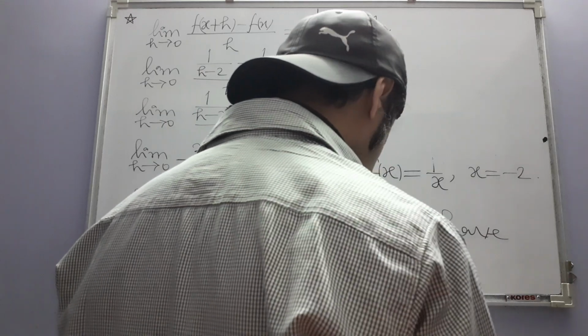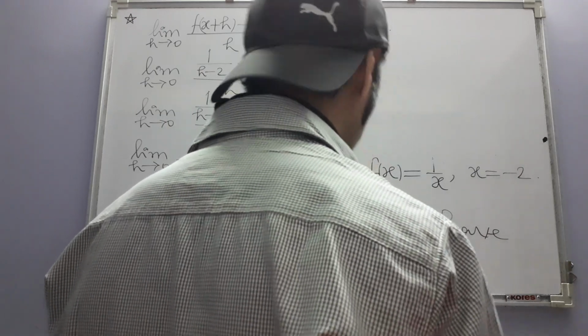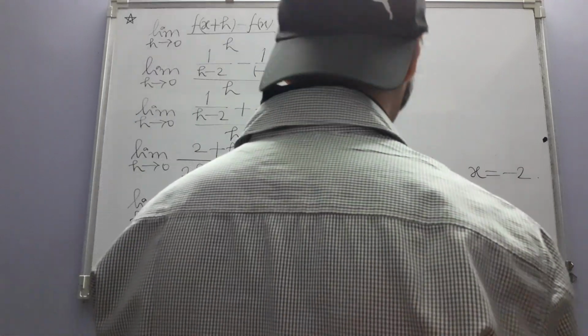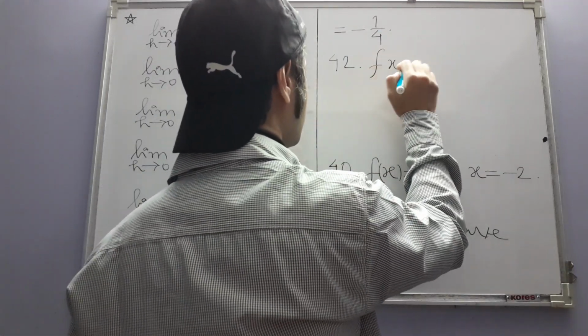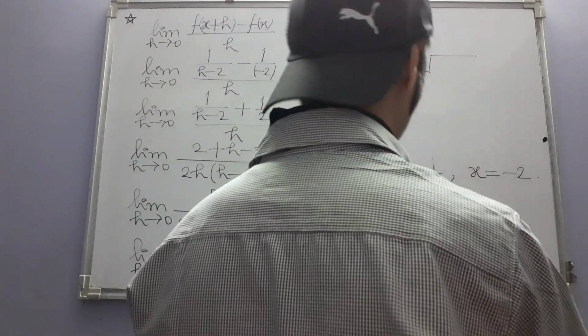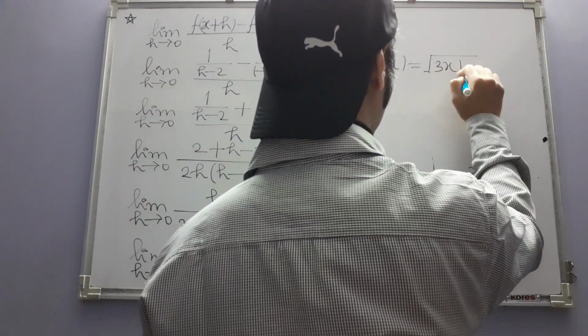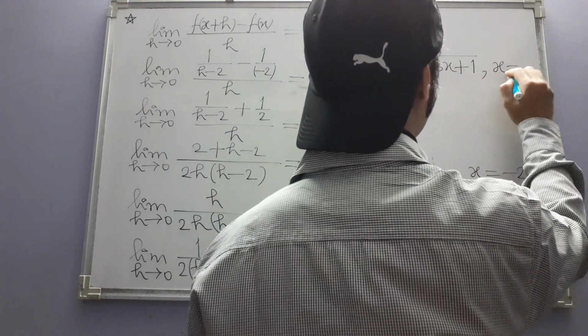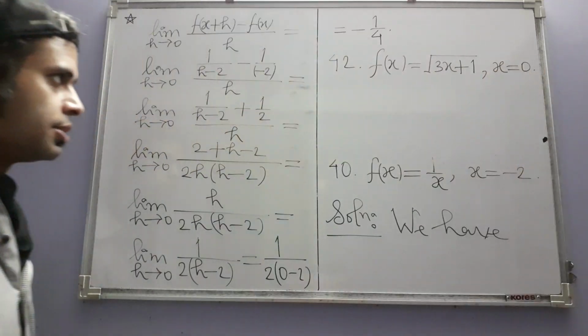So let's pick another one, 42. Here the function is square root of 3x plus 1 and the point is x equal to 0.